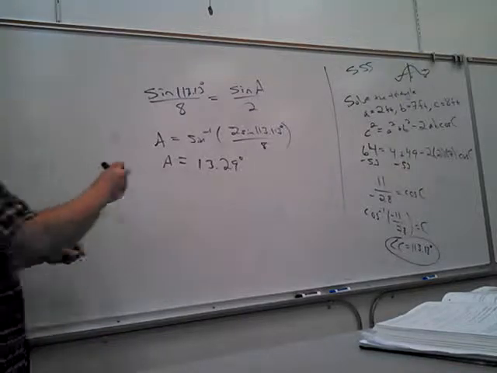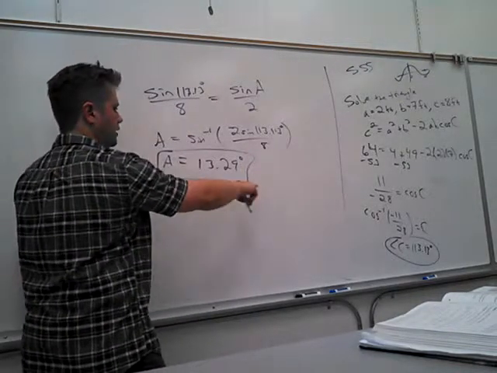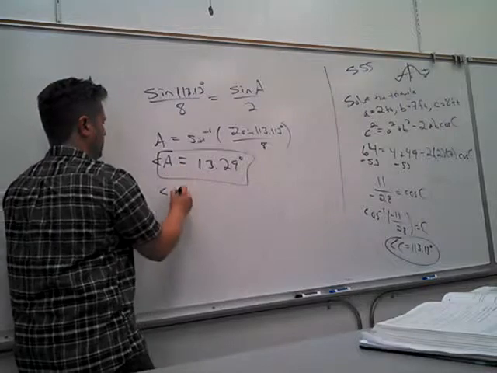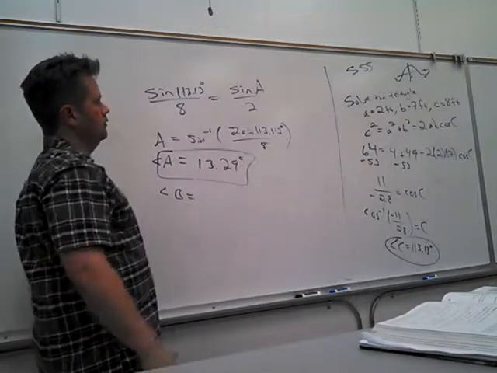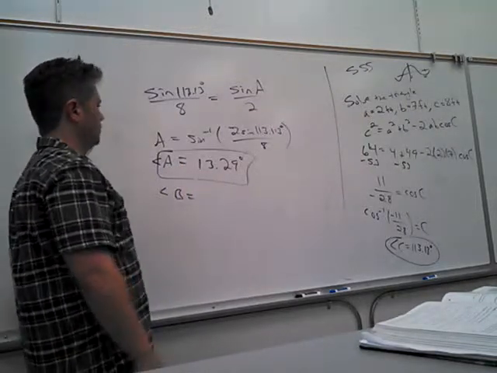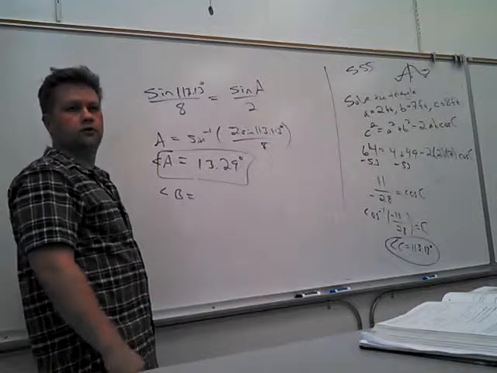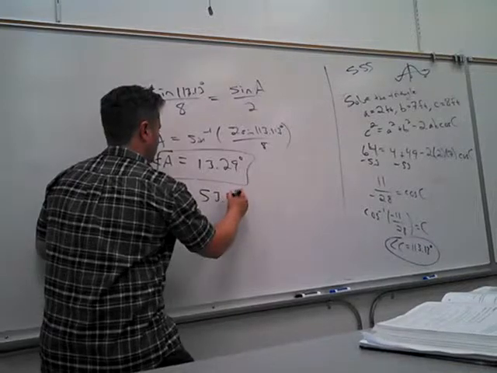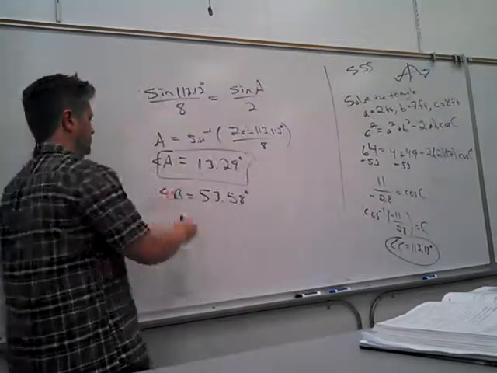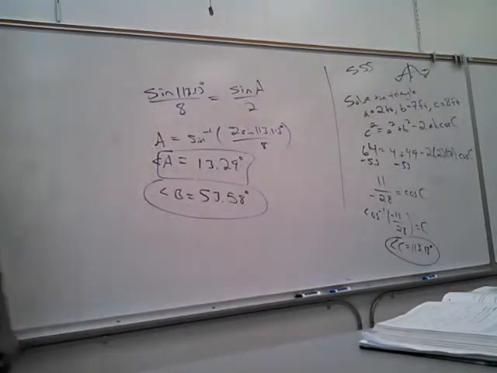Oh, yeah, so we're not quite done yet. A is 13.29 and C is 113.3. The only thing I don't know yet is angle B. So it's got to be 53.58. Yes, sir. Thank you. And now it's solved. We've got all three sides and all three angles.